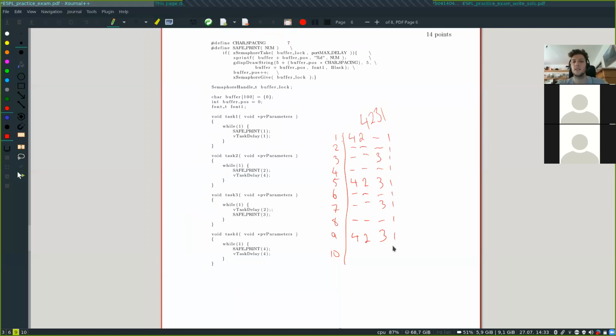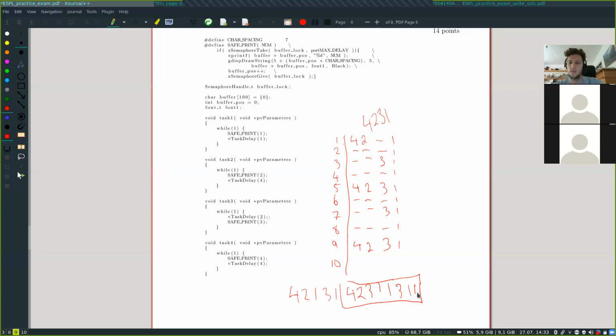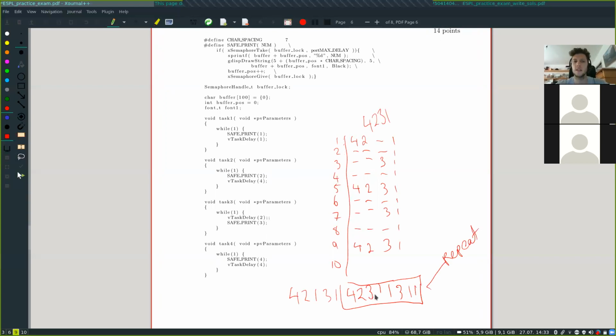So by looking at this, I can see we have an output that would look like 4-2-1-3-1, 4-2-3-1-1-3-1, and this would repeat. Oops, 3-1. Let's say 3-1-1, and that would repeat. Are we happy with this? Does it make sense? Have I missed anything?